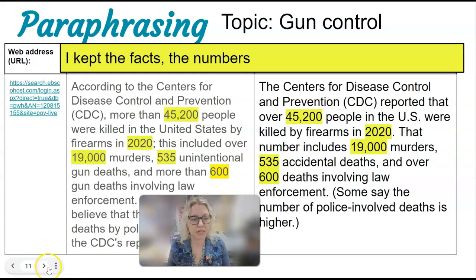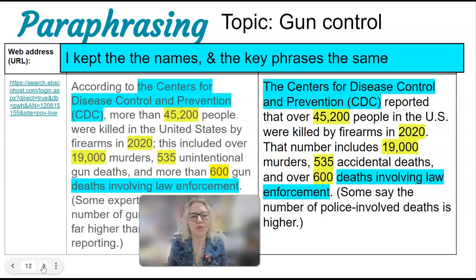How did I make sure that it means the same thing? Well, I kept the facts, the numbers. They're all still there. I didn't leave them off. And so you're going to want to do the same thing with your paraphrasing. Also, I kept the names and the key phrases the same. So the Centers for Disease Control and Prevention, CDC, I kept that the same. And you're going to want to do that as well. Don't change names. If they have capital letters, if they're names of organizations, don't change them. Okay? This is also a key phrase, deaths involving law enforcement.